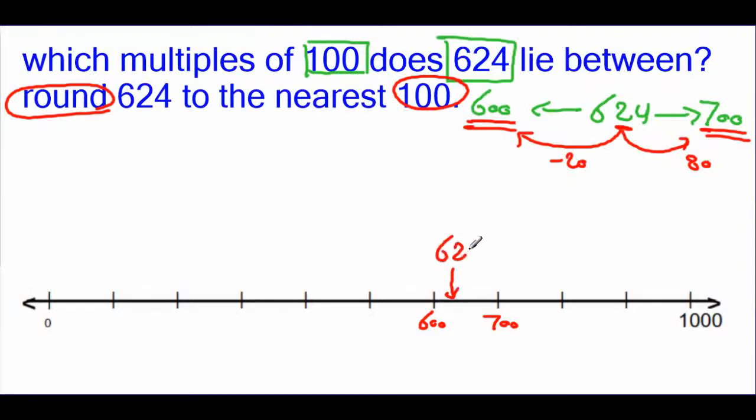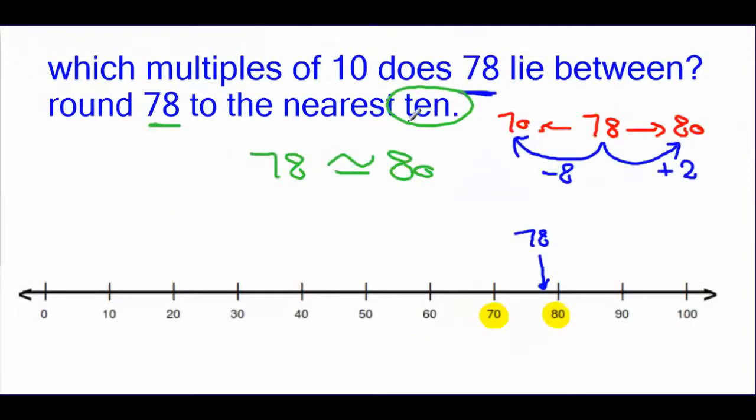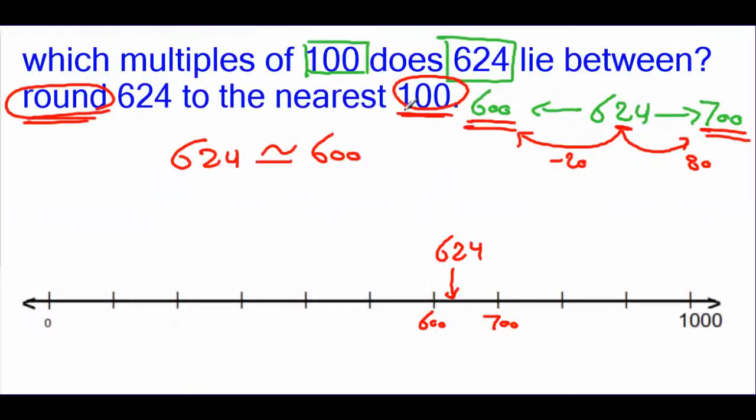So here is the 624. I want to round this to the nearest 100. So I will say that 624, when rounded to the nearest 100, will be 600. Why? Because it's closer to 600 than 700. So put in mind, when you round to the nearest 10, you look at the units. When you round to the nearest 100, you look at the tens.